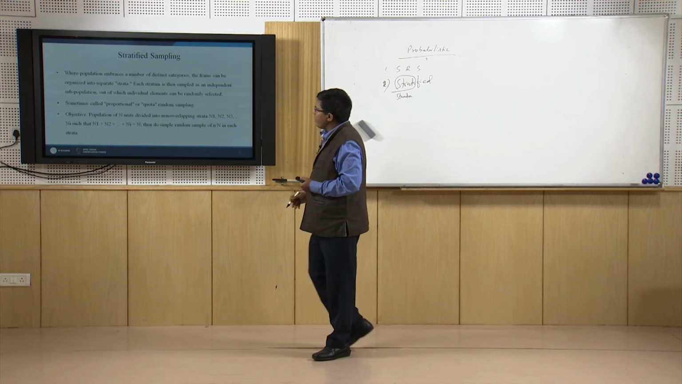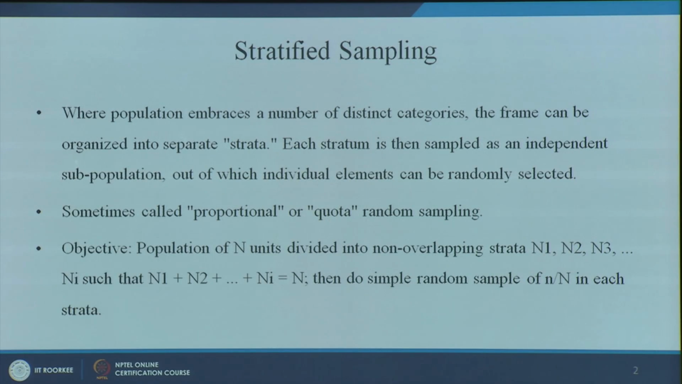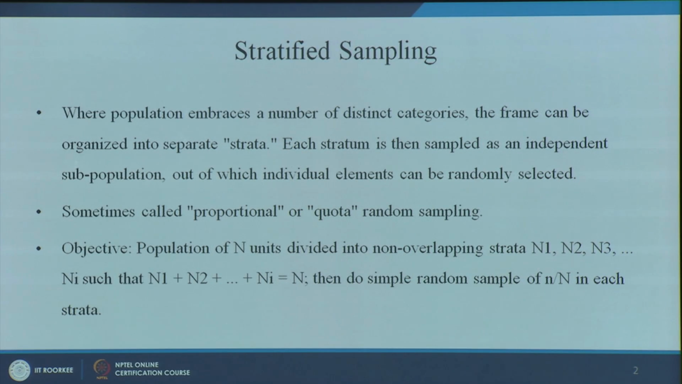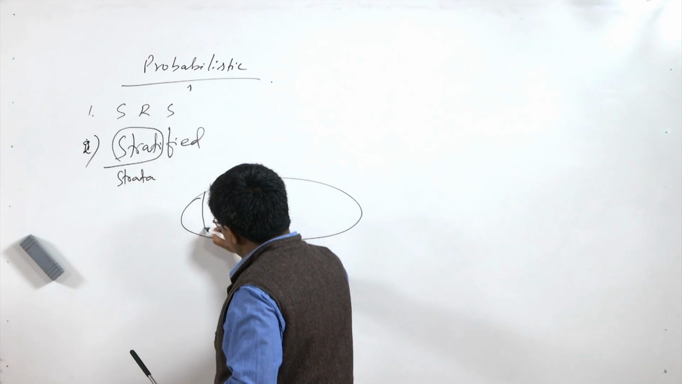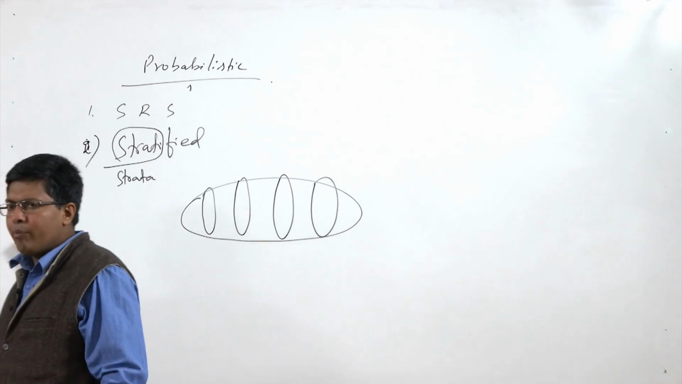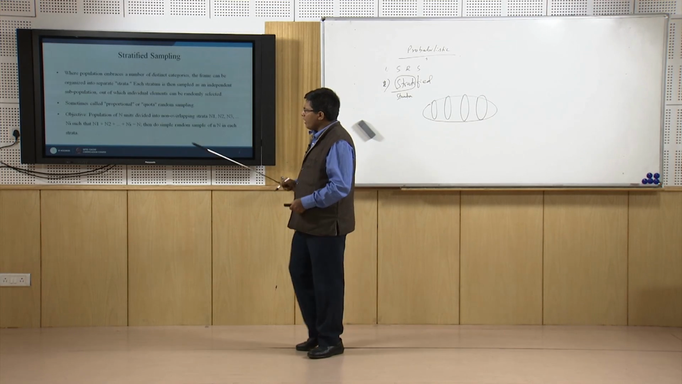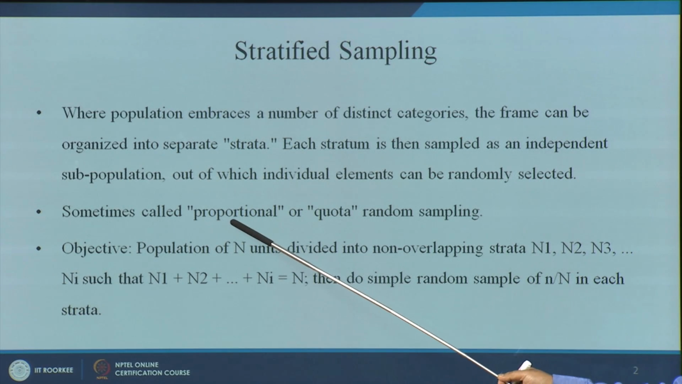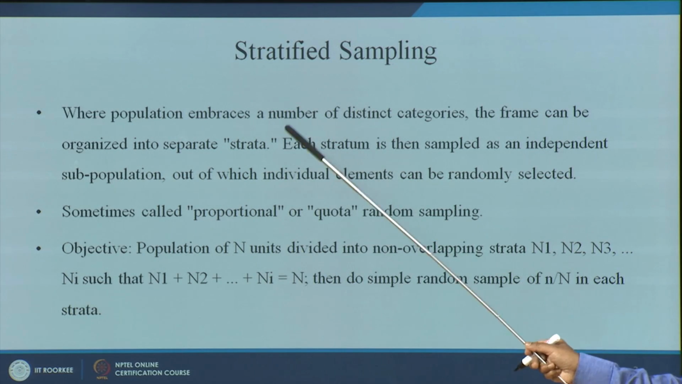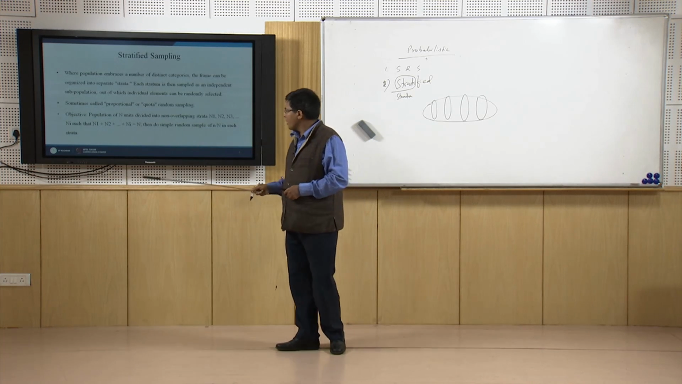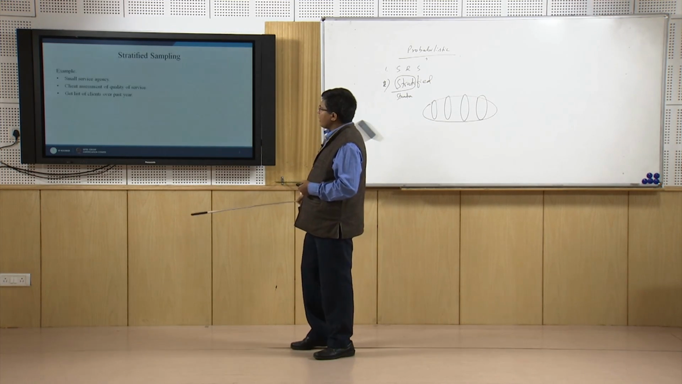Stratified sampling is where the population embraces a number of distinct categories, and the frame can be organized into separate strata. Whatever our population is, it has been divided into several strata, and these strata completely define the population. Sometimes it is called proportional or quota random sampling also, but it is not necessary that it should be proportionate all the time; it could be disproportionate. So, stratified sampling is of two types, proportionate and disproportionate stratified sampling.